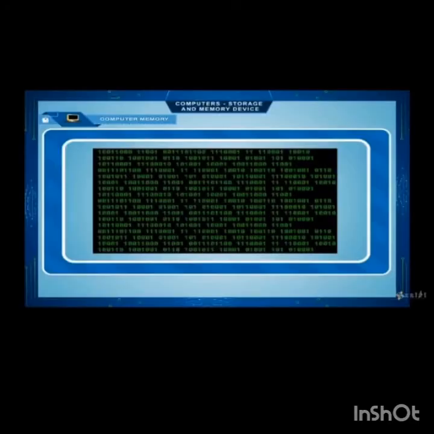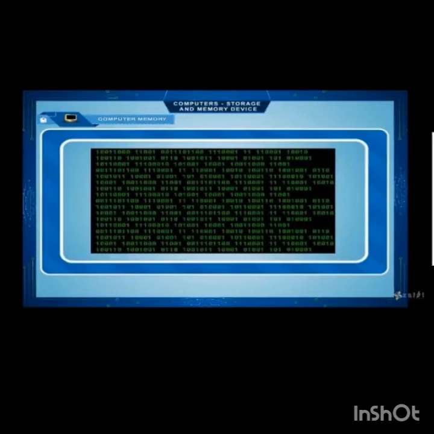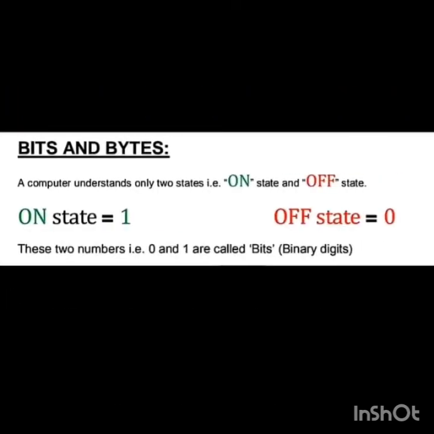Now, like we humans understand different languages like English and Hindi, a computer understands only one language, that is binary language. Now what is it? A computer understands only two states, the on state and the off state. The on state is equal to 1 and the off state is equal to 0. These two numbers, 0 and 1, are called bits or binary digits.